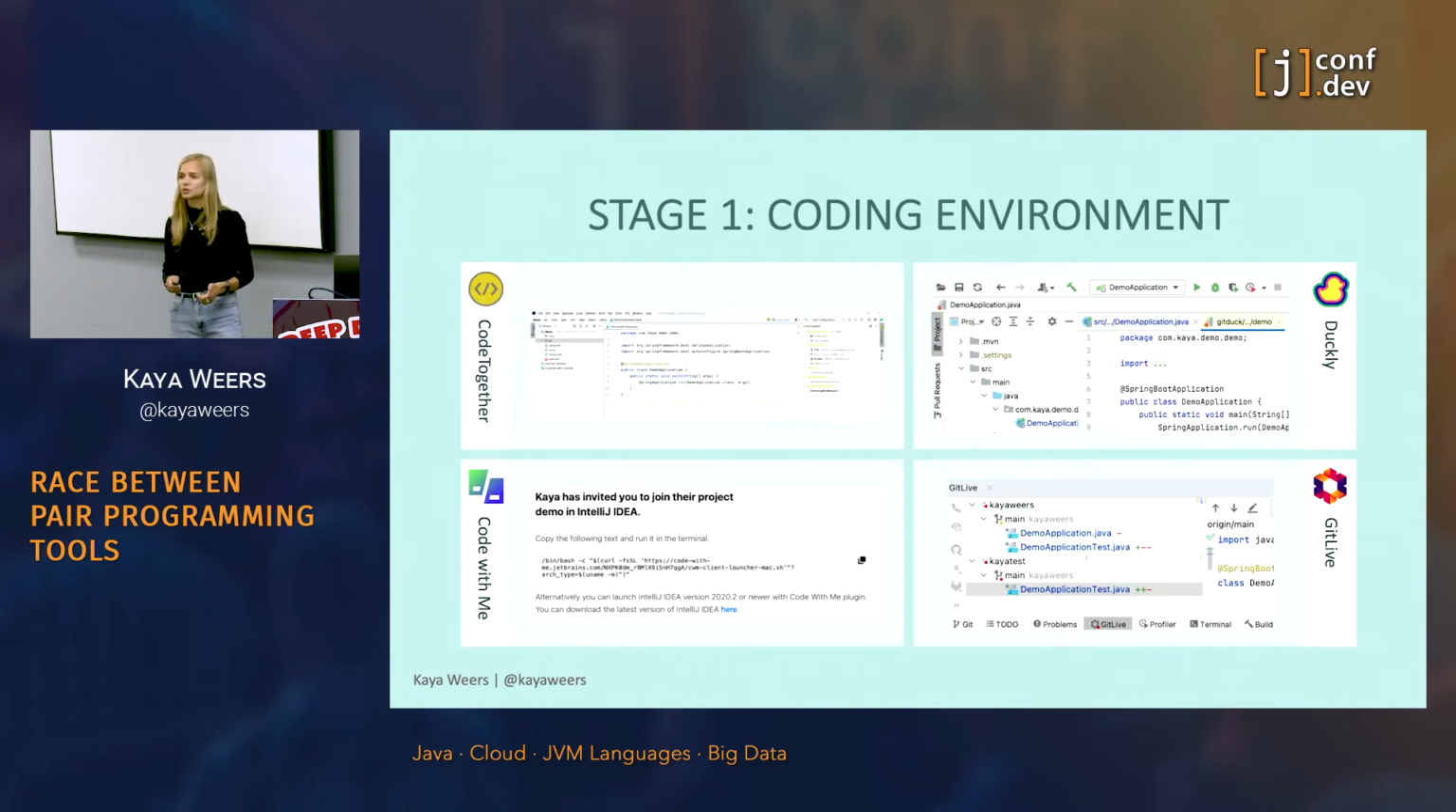Let's start with our first stage, the coding environment. I said the host is working in their own IDE if it's supported. For the others, it differs. In Code Together, as I explained, you have 3 options for your IDEs, but you can also use the browser to join. In Duckly, you have 2 options for the IDEs. Eclipse is not supported, and you can also use the browser. In GitLive, you don't have the browser option, and you have, again, 2 IDEs.